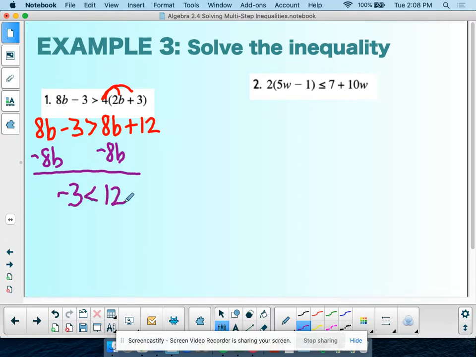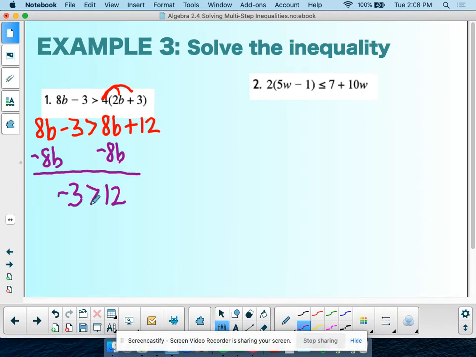So my b's went away, and now I just have this statement. Negative 3 is less than 12. Is negative 3 less than 12? And I wrote down the wrong symbol. Okay, hold up, folks. I wrote down my wrong symbol. It should be greater than there. Are you with me? Did you make that error too? I hope not. Did you fix it?